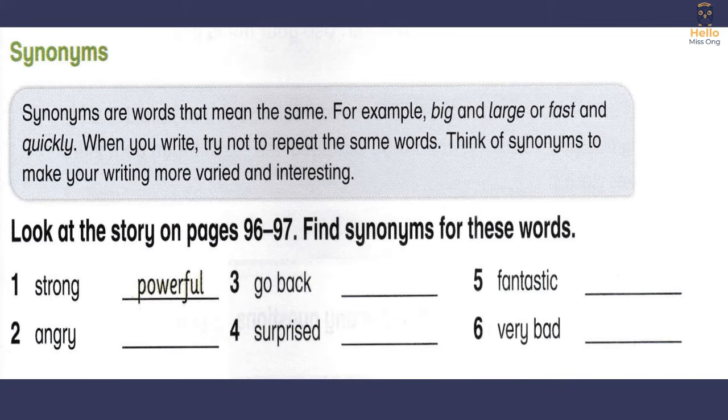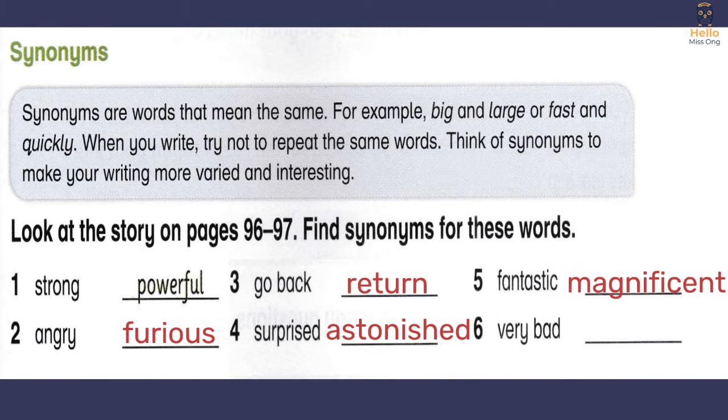Look at the story on pages 96 to 97. Find synonyms for these words. 1. Strong. Powerful. 2. Angry. Furious. 3. Go back. Return. 4. Surprised. Astonished. 5. Fantastic. Magnificent. 6. Very bad. Terrible.